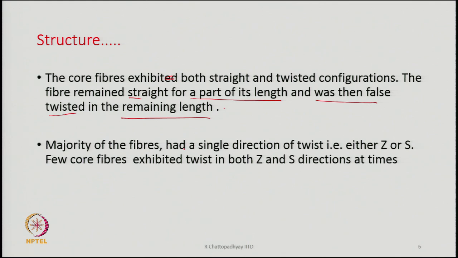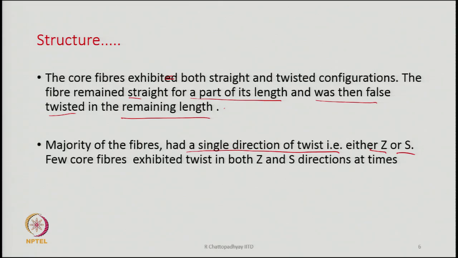Majority of the fibers had a single direction of twist, that is either Z or S. Now, the existence of Z and S direction twist automatically means that the entire false twist could not get nullified. Some of it remains trapped. So, Z and S twist therefore can be seen in the core fibers, and few core fibers are also seen having both directions of twist, Z and S, but there are few. Majority are basically either having Z or S twist.